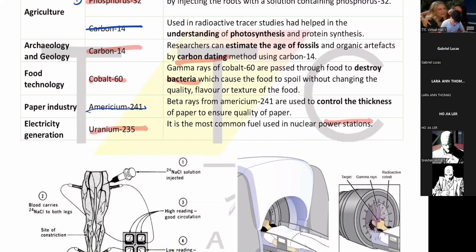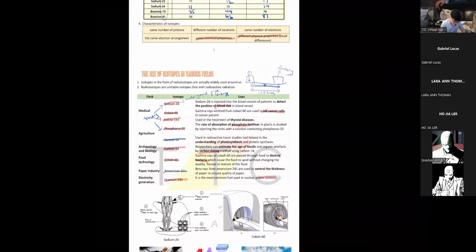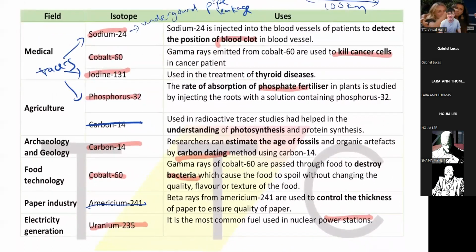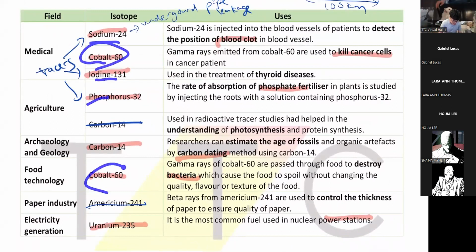So anyway, these are the isotopes that you need to memorize. Not so hard now, isn't it? I already basically summarized everything for you. These are the tracers. These are the ones you use to kill bacteria. And then you have carbon-14 and uranium-235. That's all, pretty much it. Yes, you need to memorize this.